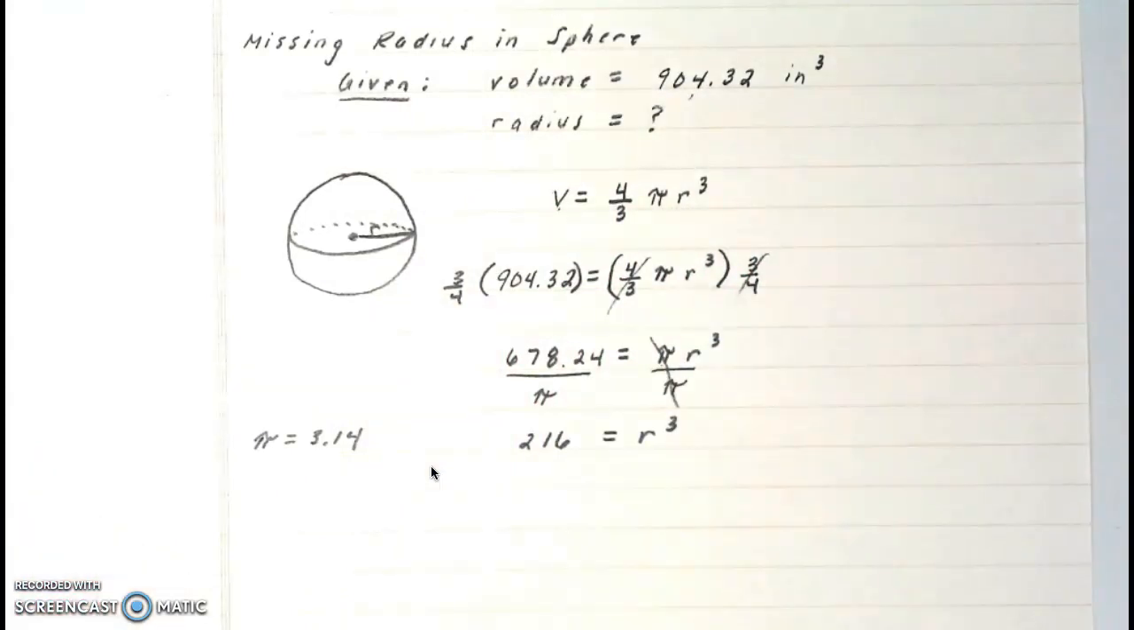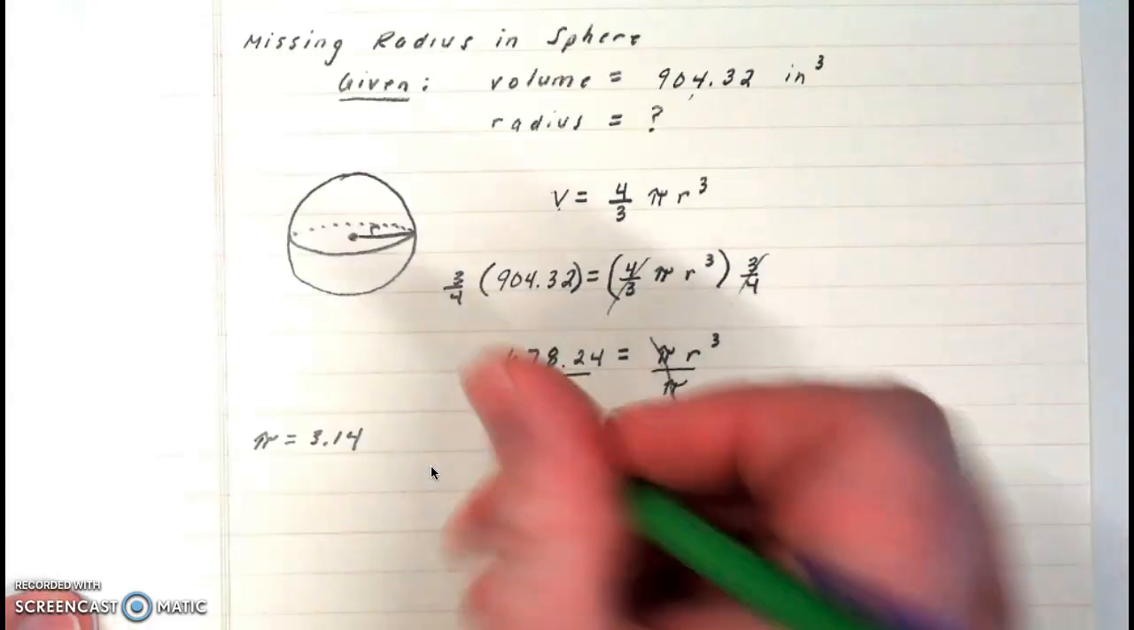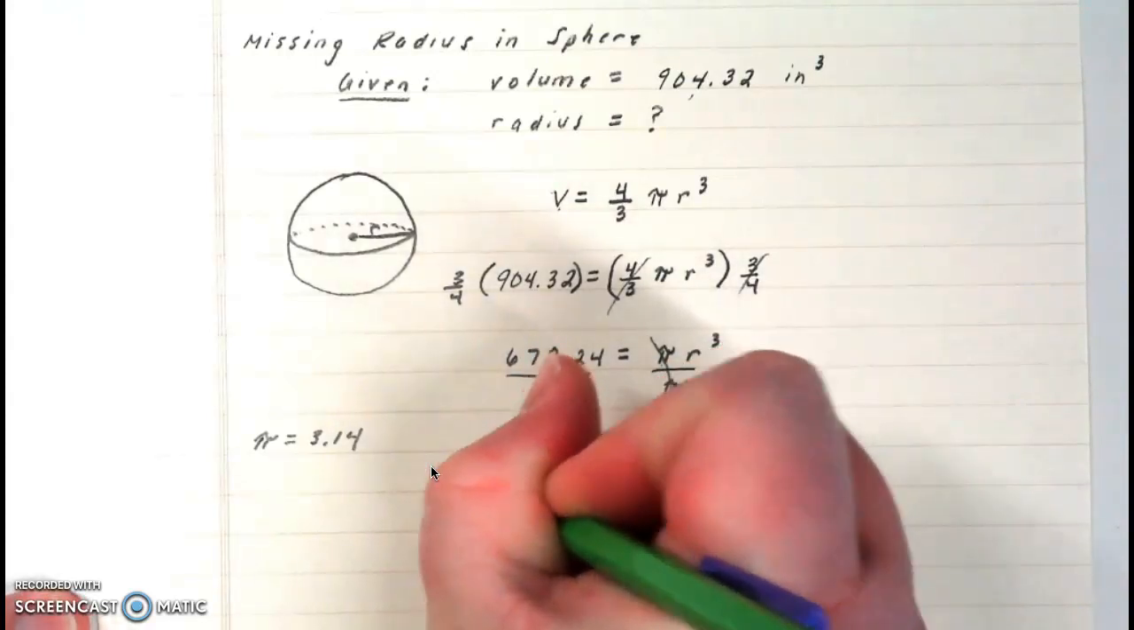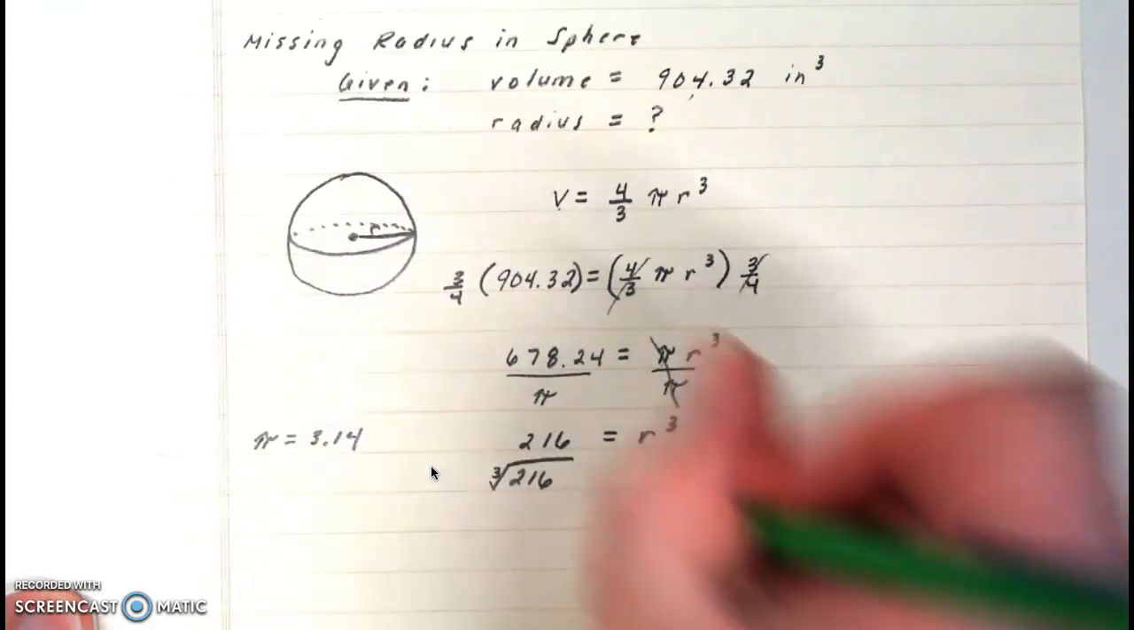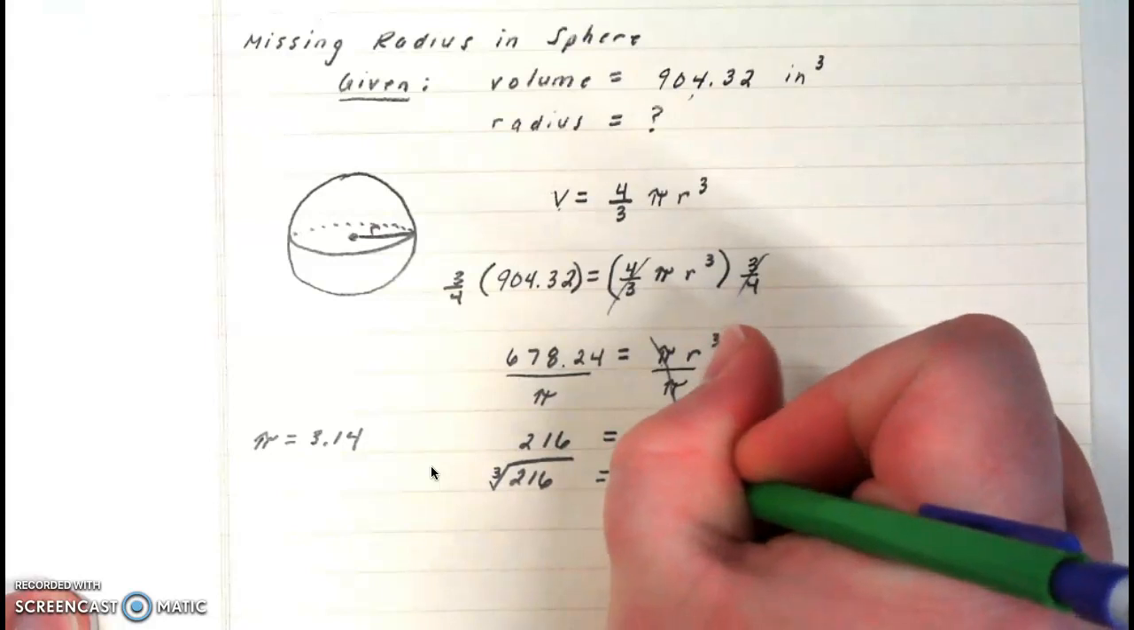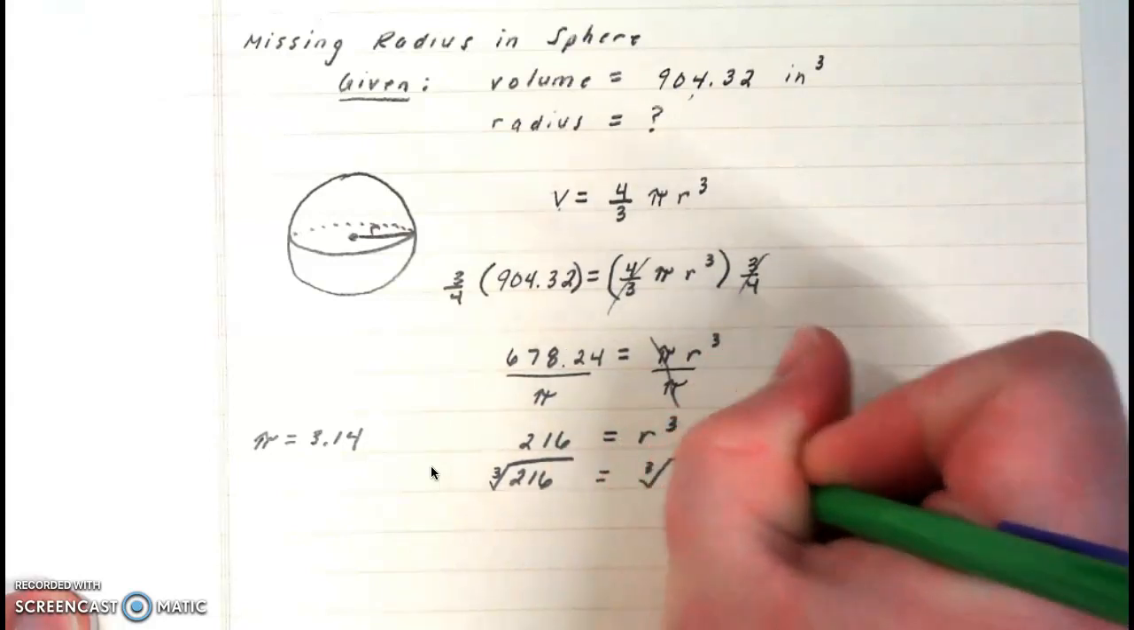Now typically, we usually have an r squared or a variable squared, and we would just square root. But because we have an r to the third power, we don't square root, we cubic root. And what I mean by that is we cubic root 216, and we cubic root r to the third.